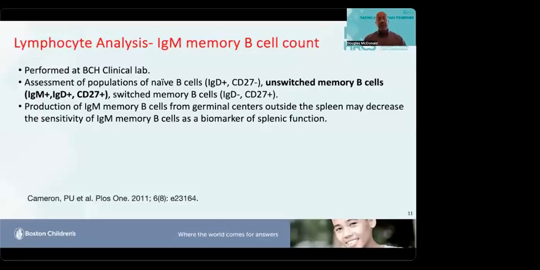The production of IgM memory B cells from germinal centers outside the spleen may actually decrease the sensitivity of IgM memory B cells as a biomarker of splenic function. With time, patients will develop a relatively normal population of these cells due to production in lymph nodes.